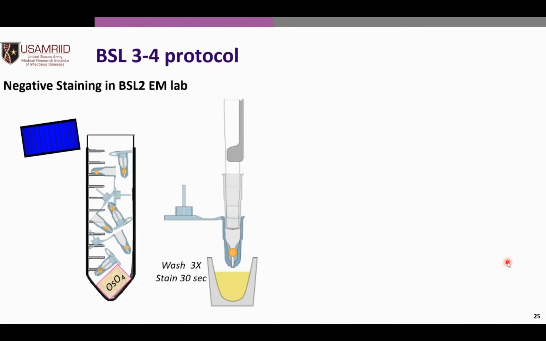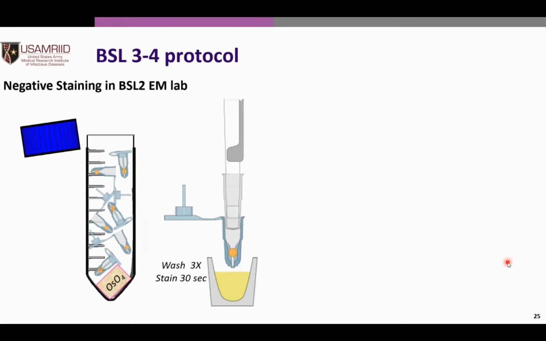And after an hour, we would take this back to the BSL-2 EM lab. So we are now cold side, just in normal clothes and just wearing one pair of gloves and a lab jacket. We would remove the mPrep capsules, attach them. We would use a new set of filters. We usually left the original filters in waste in BSL-3 or BSL-4.